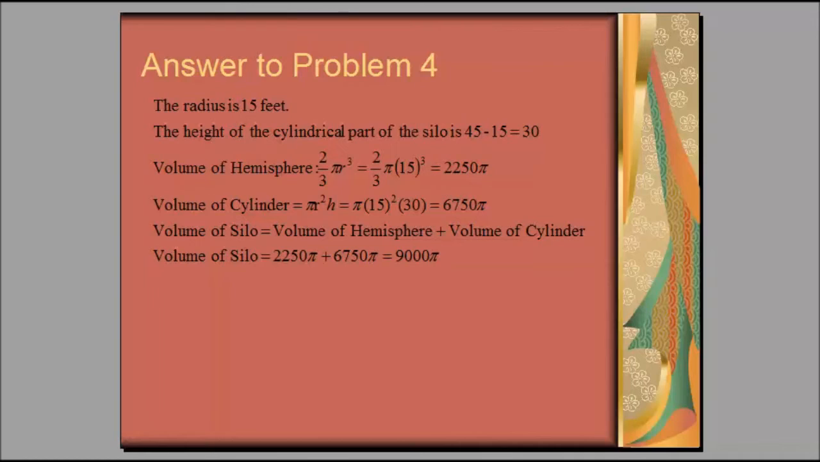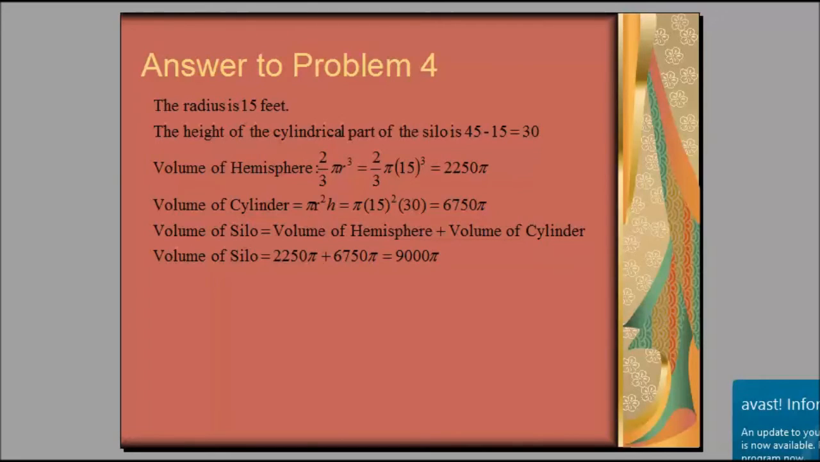Here's the trick. We need to know that the radius is 15, and that radius is for the silo, and it's also for the hemisphere. And that will also be the height of the hemisphere, which is 15 feet. And the height of the cylindrical part of the silo is 45 minus 15, which is 30 feet. The volume of the hemisphere is 2/3 pi r cubed, or 2/3 pi times 15 cubed. Doing the math gives us 2,250 pi.